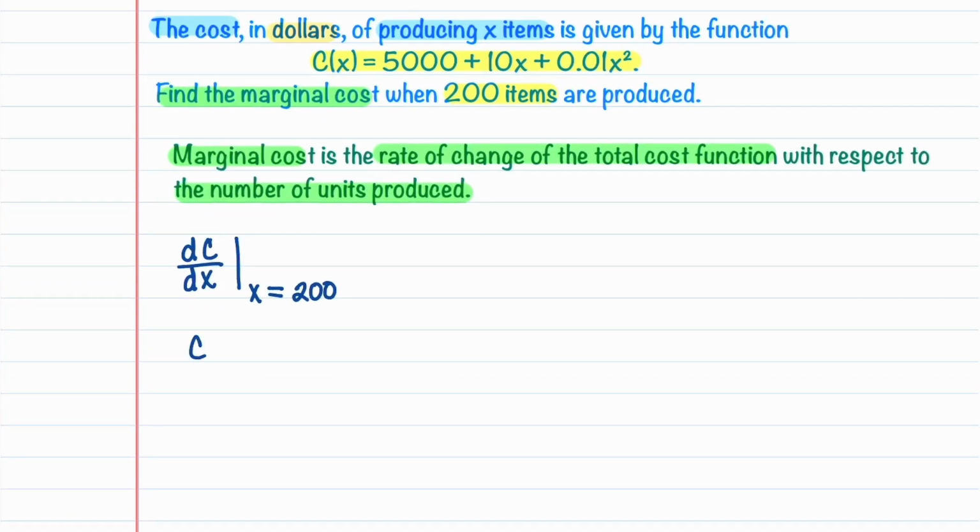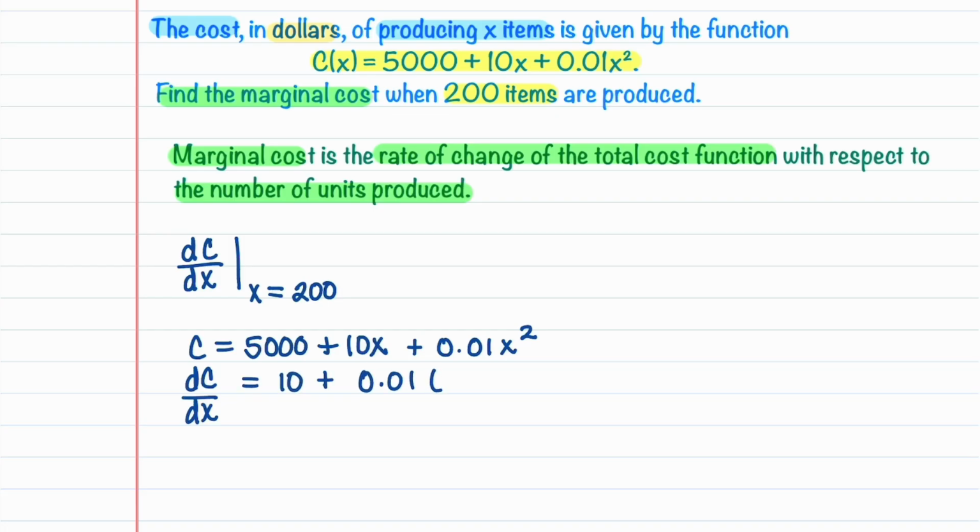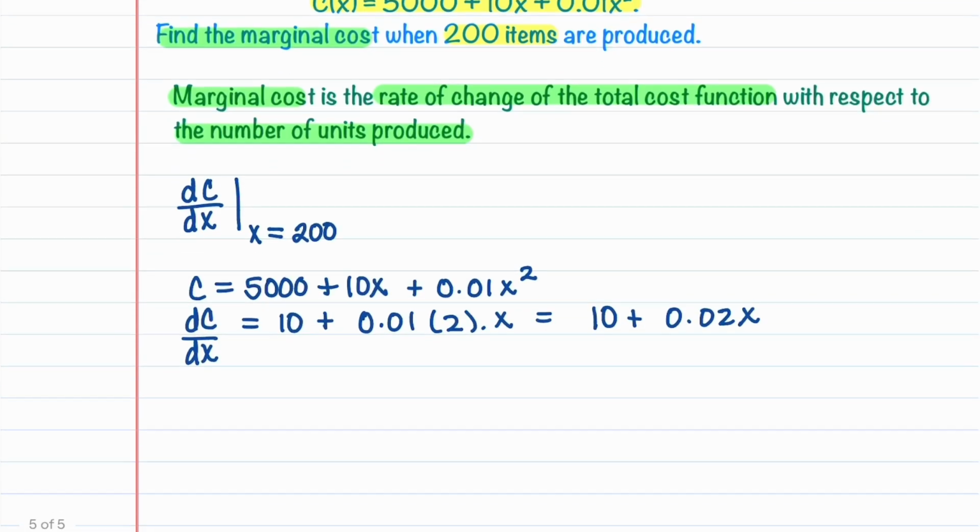Let's write down what our cost function is. It is 5,000 plus 10x plus 0.01x squared. Now we're going to find the derivative. dC/dx is going to be 10 plus 0.01 times 2 times x. And this gives us 10 plus 0.02x. Now let's find what this value is equal to when x is 200.